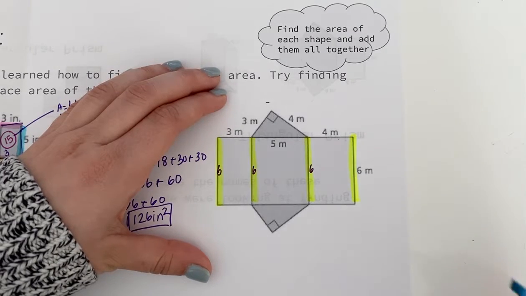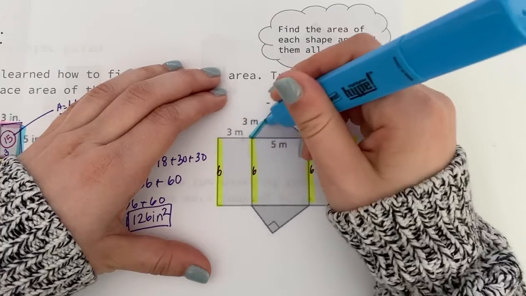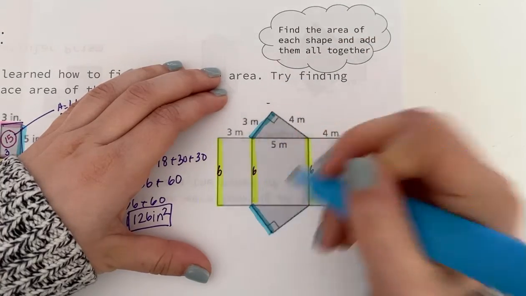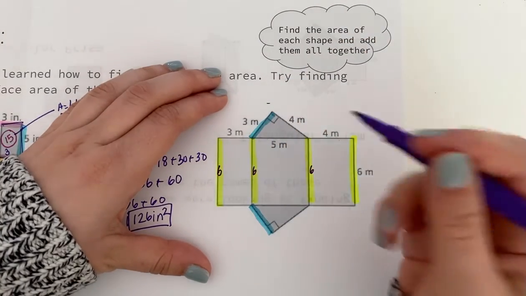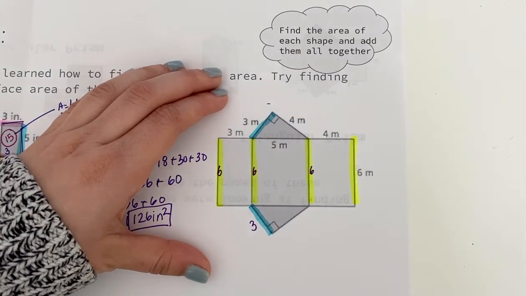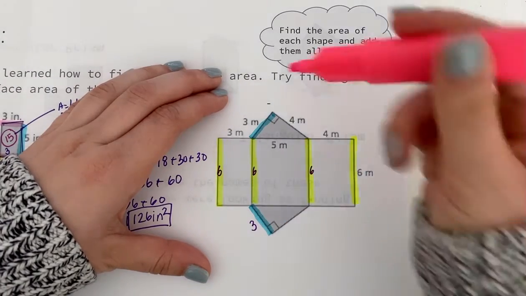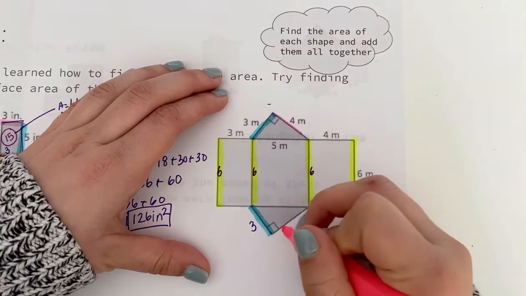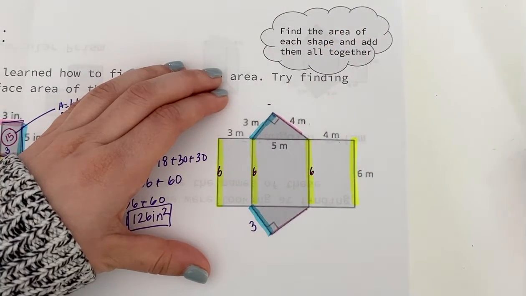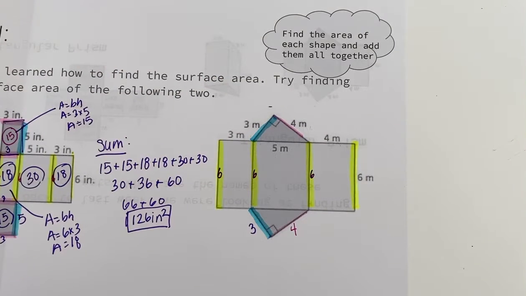Okay, same thing. I know that if this is 3, then this is also 3. So I'm gonna label this one the same. Likewise, I know that this height right here is 4, and this height right here is 4, so I'm gonna label that accordingly. So at this point, you have enough information to find the surface area of this triangular prism. So go ahead and get started.